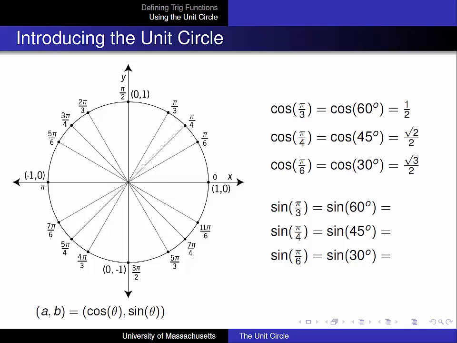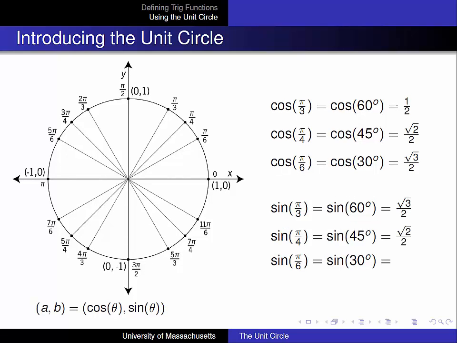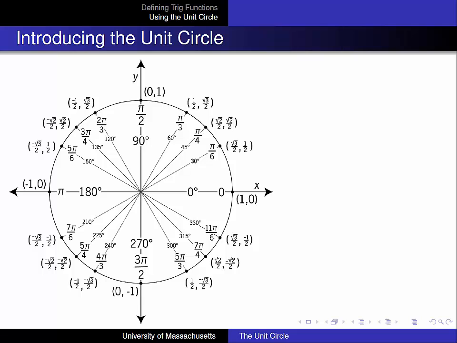So then the sine values are the same as the cosine values we just listed there, but in the reverse order. So sine of pi over 3 is square root 3 over 2. Sine of pi over 4 is square root 2 over 2. And sine of pi over 6 is 1/2. So therefore, we know what the coordinates are for the angles pi over 3, pi over 4, and pi over 6. So you can see here, it shows what each of those angles are.